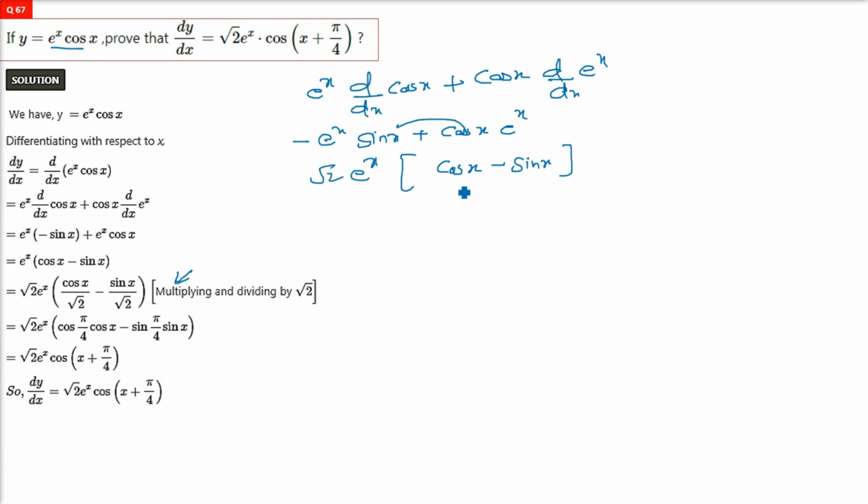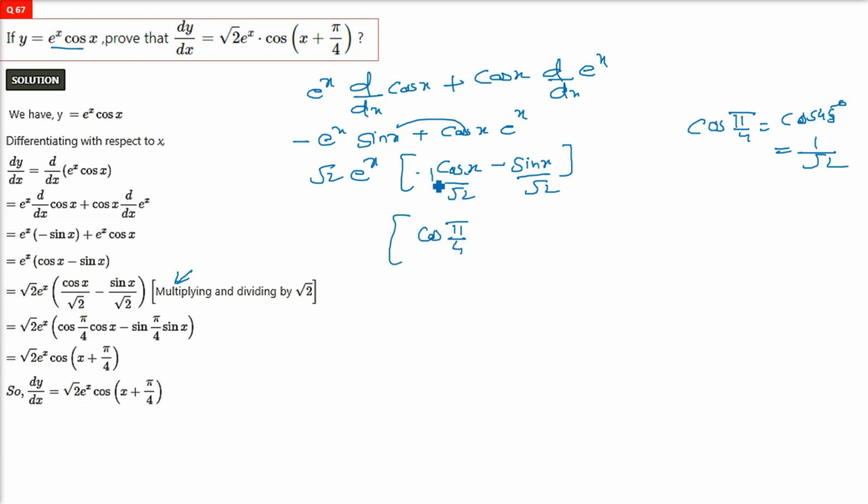Now multiplying root 2 here and here. So I am introducing 1 by root 2 with cos x, 1 by root 2 with sin x. So when we introduce 1 by root 2, root 2 has to be multiplied also. So cos pi by 4 is what? Cos 45 degree. Cos 45 degree is what? It is 1 by root 2. So this 1 by root 2 has been introduced just because of that.